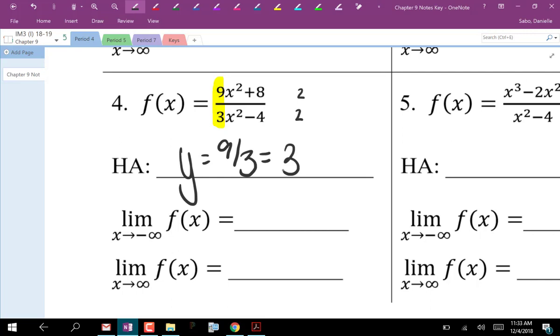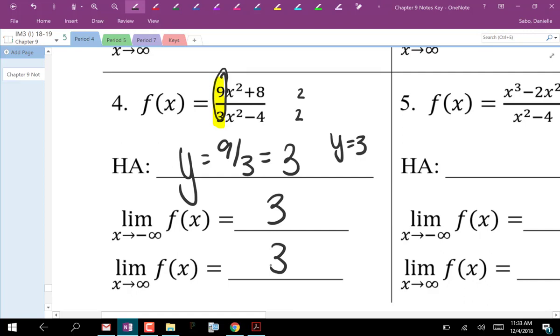So you can just write y equals 3 if you knew that right away, and your final answer would be y equals 3. And if you were on the test and you knew that you were dividing, you don't have to write this piece if you can see that right away. So then they both go to 3. Pretty straightforward.